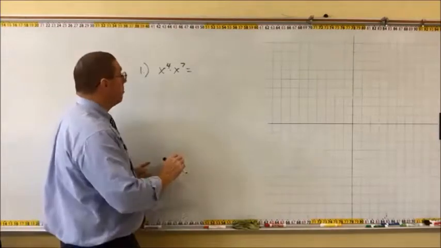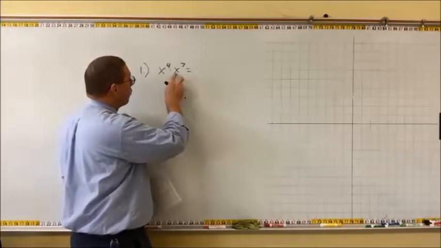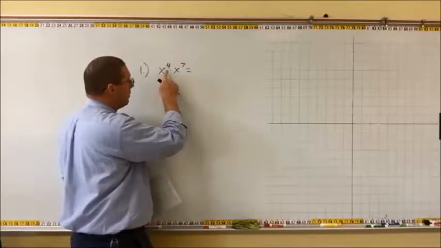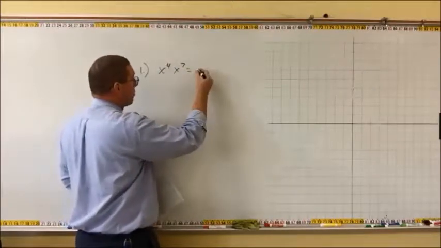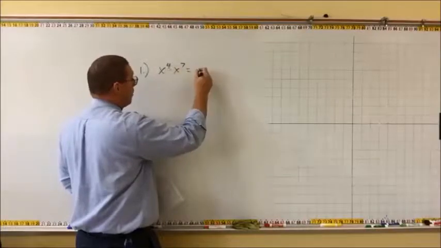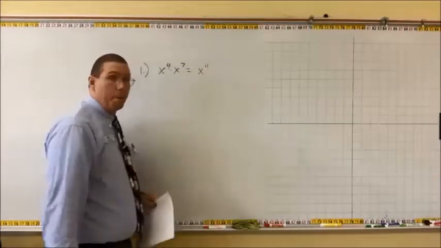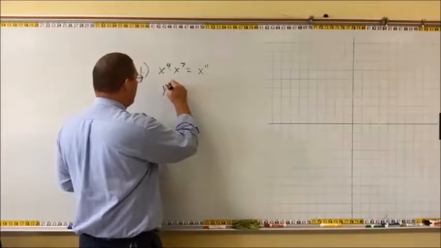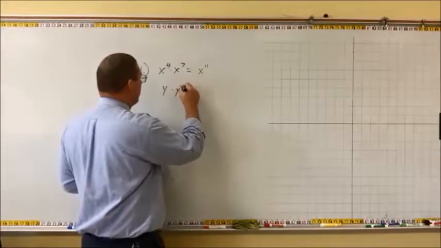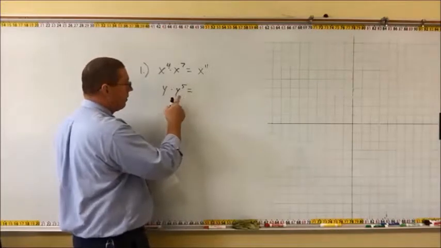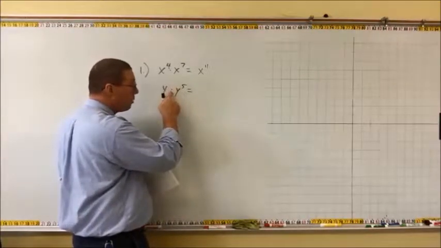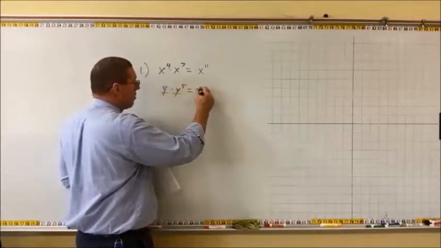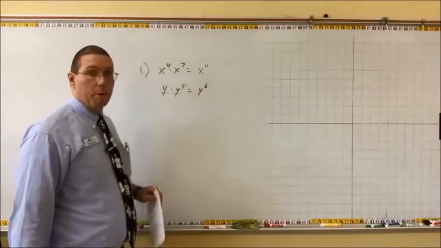Well, we're multiplying two exponential terms with a common base, right? Which means we add the exponents. So 7 plus 4 is 11. So this is just x to the 11th power. Okay? If you were to have another one, let's say that you had y times y to the 5th power. Well, we would just add the exponents, as long as we're multiplying a common base. 1 plus 5 is 6. This would be equal to y to the 6th power.